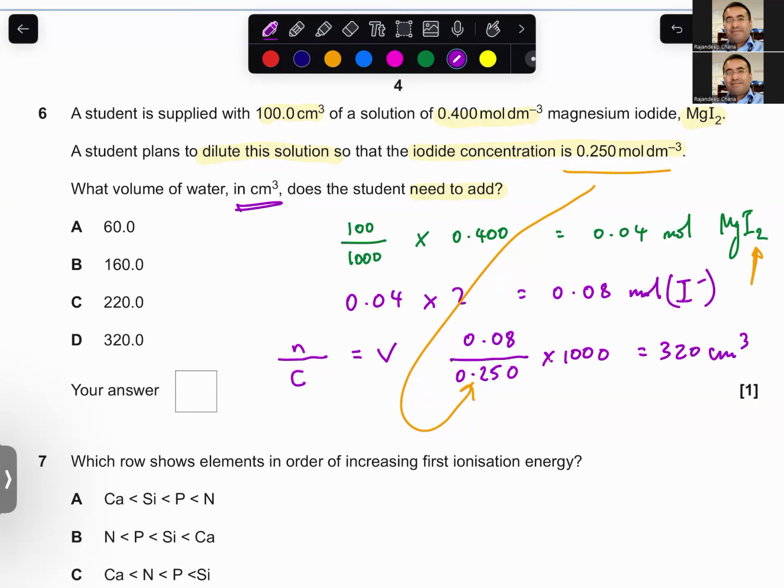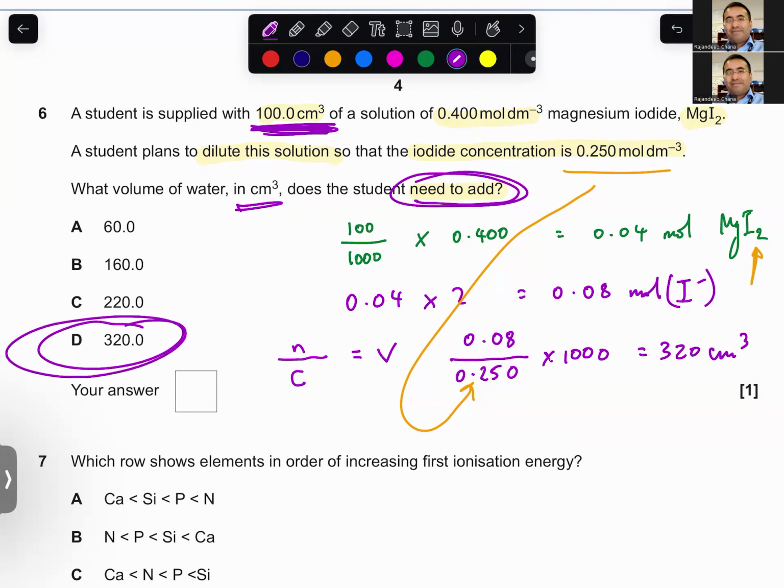we are supplied with 100 centimeter cubes. How much does the student need to add? A lot of students would go for this answer. But remember, you've already got 100 centimeter cube volume. How much more water do you need to add? You need to add 220. So the answer would actually be C. Yep, and the mark scheme supports that.